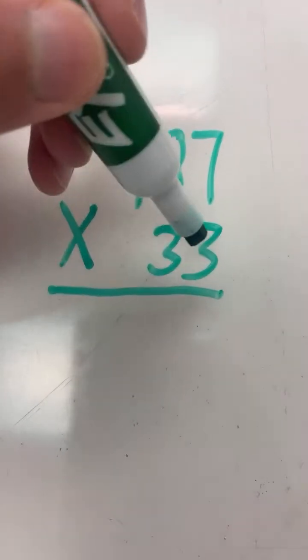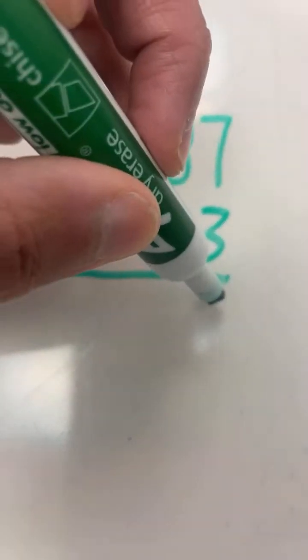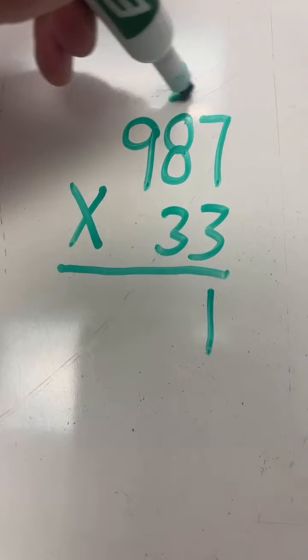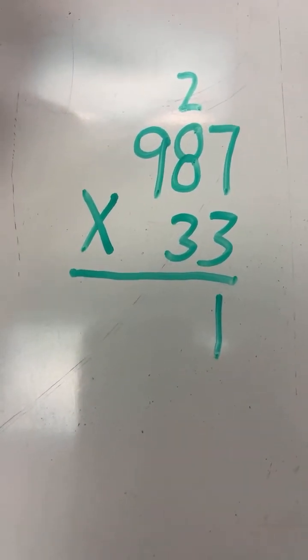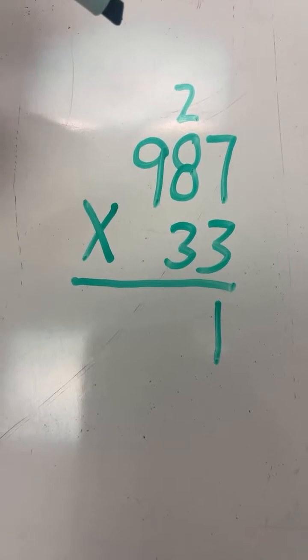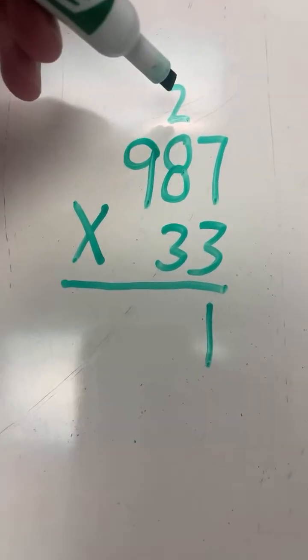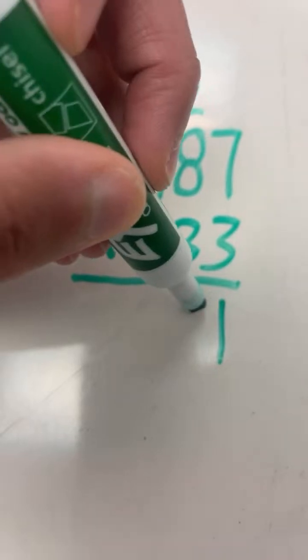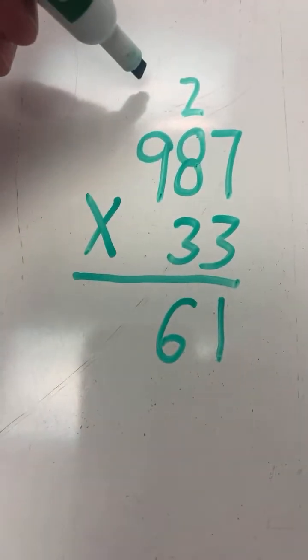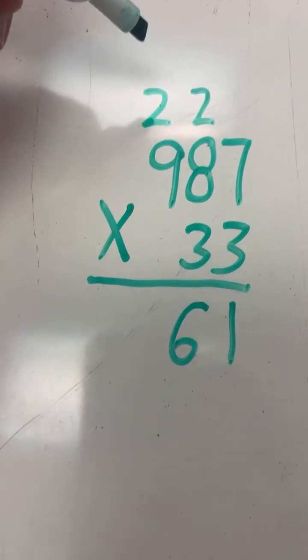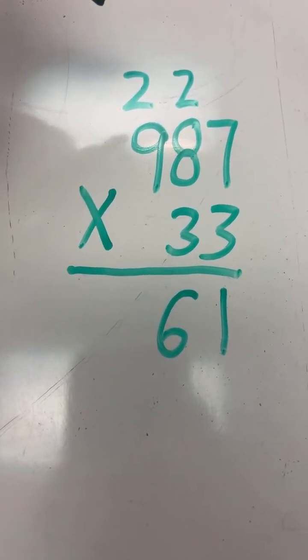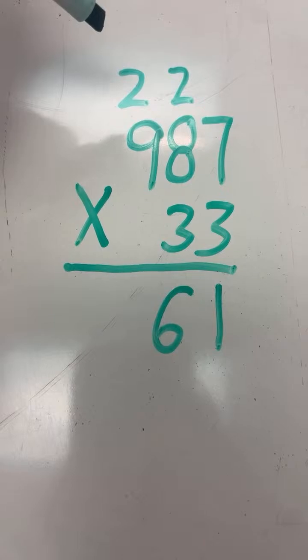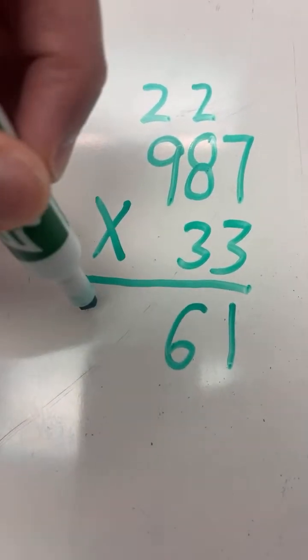All right. 7 times 3 equals 21. The 1 in 21 goes in the ones place. The 2 in 21 gets carried over to the tens place. 8 times 3 equals 24 plus 2 equals 26. 6, carry the 2. 9 times 3 equals 27 plus 2 equals 29.